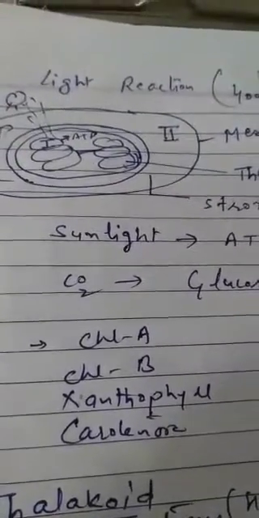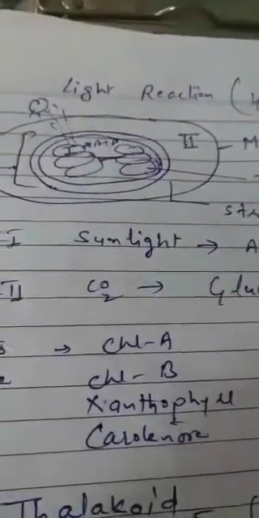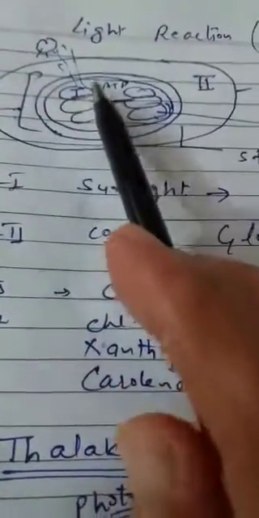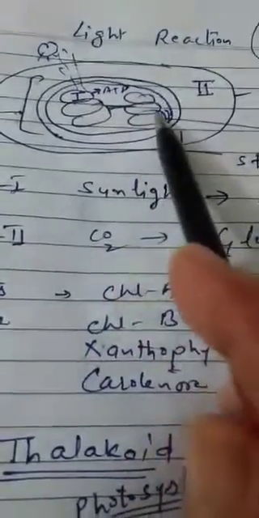Today we'll start the light reaction of photosynthesis. Before starting that, I just want to repeat a little bit. This is the structure I have drawn. This is the chloroplast, in the cell. Only one chloroplast I have drawn. In that chloroplast, I have drawn these thylakoids, and this is the granum, and they are joined with the stroma.